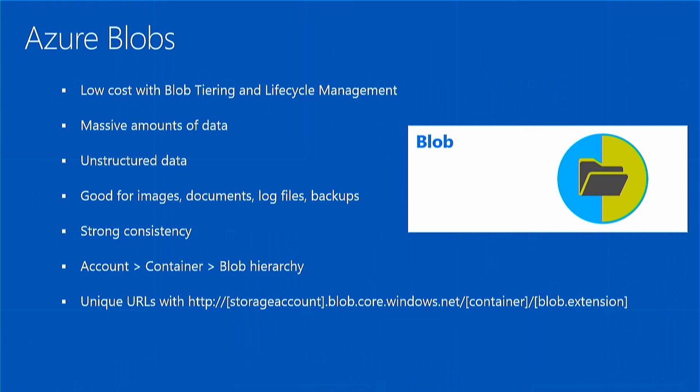You've got cool, which is slightly cheaper, but you pay more to access. So if it's data that has been frequently accessed, it's probably going to work out cheaper to just leave that within hot storage. And then you've got archive, which is not readily accessible. It has to go through the process of rehydrating the data, bringing it out of essentially Microsoft's archives, but it's very, very cheap for you to store that data in there.